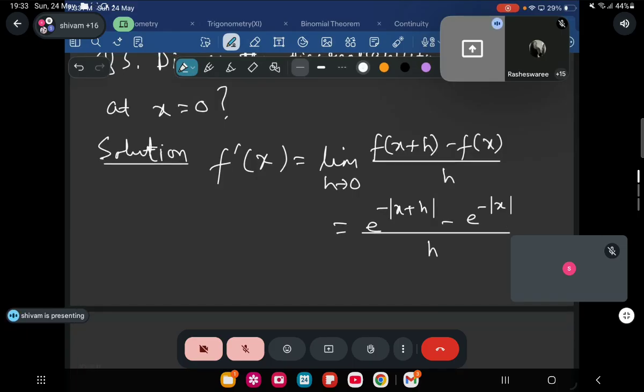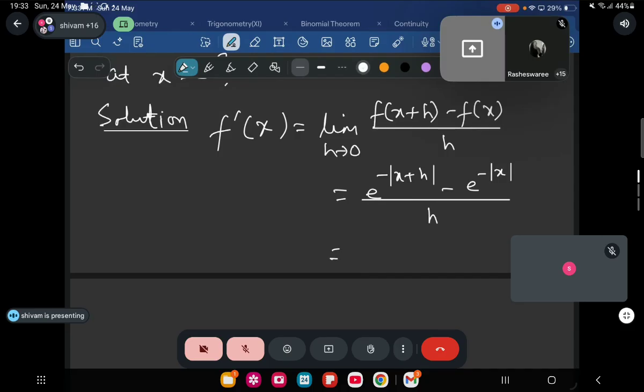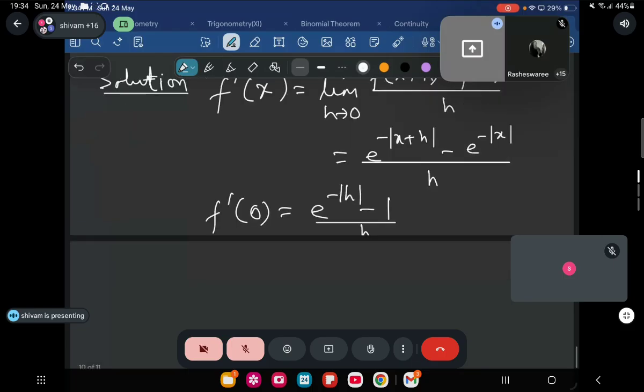Acha, how will you mod? Over here, we can take e to the power minus mod of x common. Why take common? Why not put x is equal to 0 directly? Yes. Acha, let us substitute f dash at 0. F dash at 0 will be equal to e to the power minus mod of h minus 1 divided by h. Right. Now we need to find out f dash at 0 plus and f dash at 0 minus.